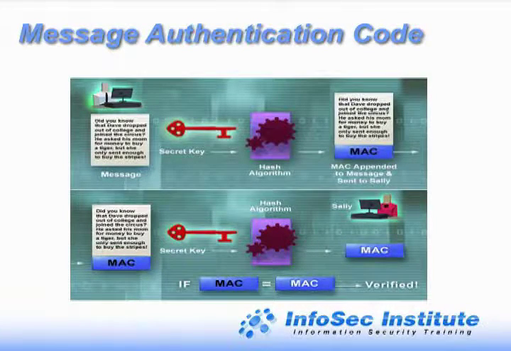Okay, message authentication code. You have your message and your secret key, and they go through the hash algorithm, and then come out with your ciphertext. To unencrypt it, it goes to the person's system. They have their secret key. They either unencrypt or decrypt it, and then it comes back down to the plain text.